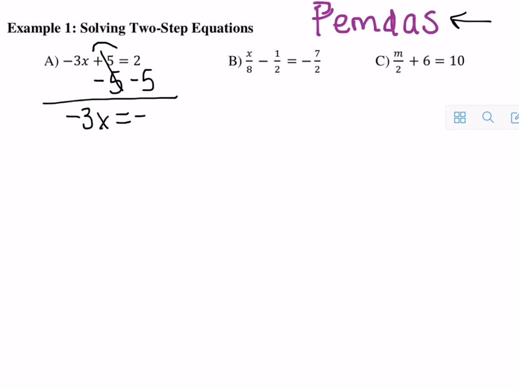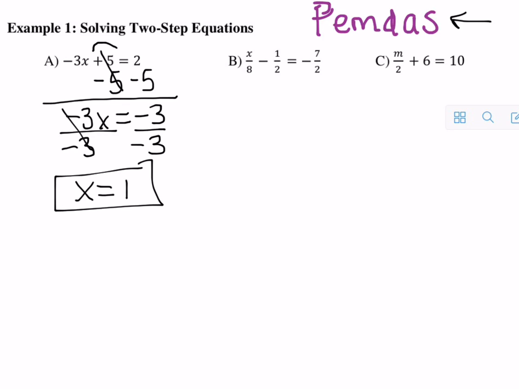And then we have 2 minus 5. Well, the signs are different. We subtract and keep the sign of the bigger number. So negative 3 times x equals negative 3. Well, we've done a lot of practice on these. We just do the opposite of multiplication and divide. So everything's coming back in from before. So negative 3 divided by negative 3 is positive 1.